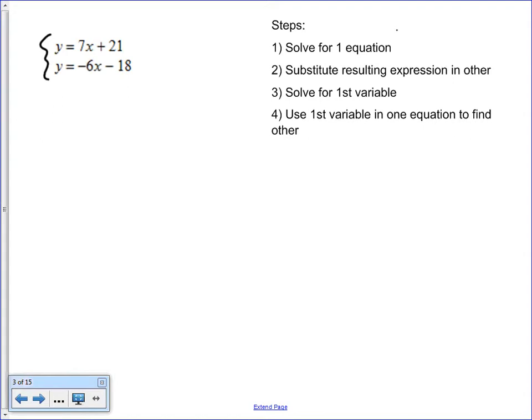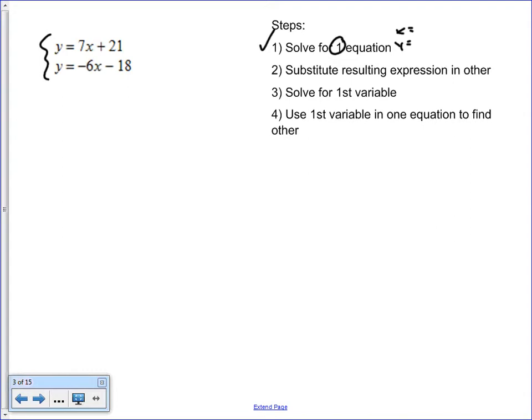So step one, solve for one equation. So you want to get x equals something or y equals something on just one of them. You don't need them for both of them, but just one of them. And you notice that for this one, both equations are solved for y. So step one, we're good. You can check that off.